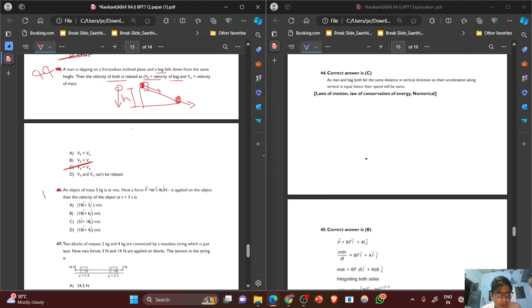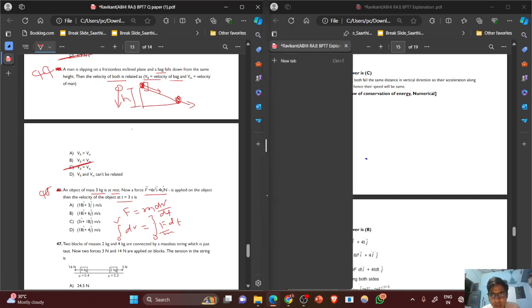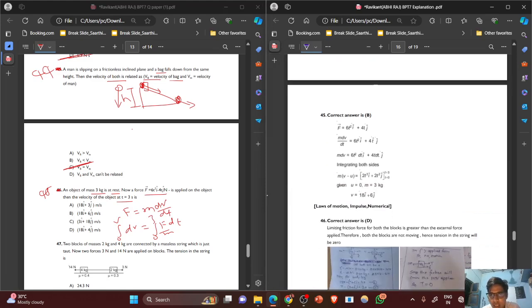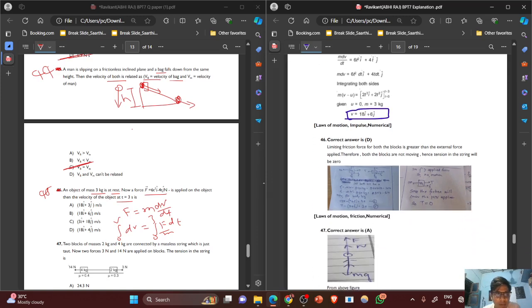Now, question number 45. An object of mass 3 kg at rest, a force is acting on it, find the velocity. Again, force is equal to m dv by dt. It's again a simple question. You get dv from 0 to v equals integral of F dt from 0 to 3 seconds. Put the value of F, integrate it, get the value of v. Same is done here. Just do the integration and solve it out. You get the velocity equal to this value.